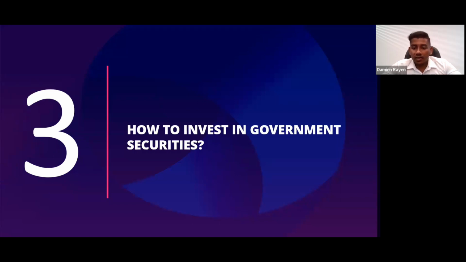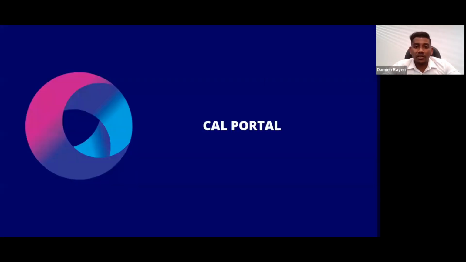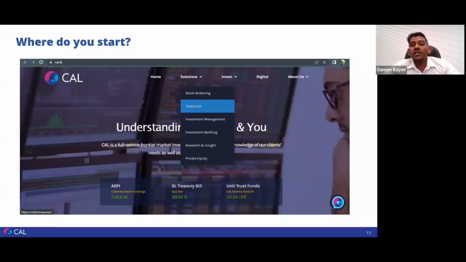Which brings us to the final part: how exactly do you invest in government securities, or how does this process work? We recommend that if you are investing in government securities, you go through the CAL portal, especially for retail investments. Where do you start? You start by signing up on the CAL portal. So go to the CAL website. There's a place where you can sign up for the CAL portal.